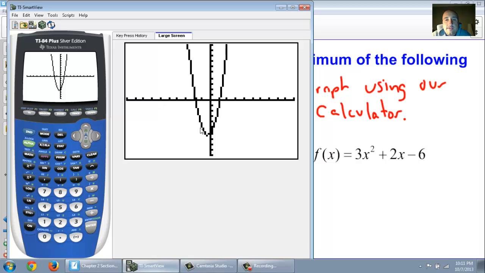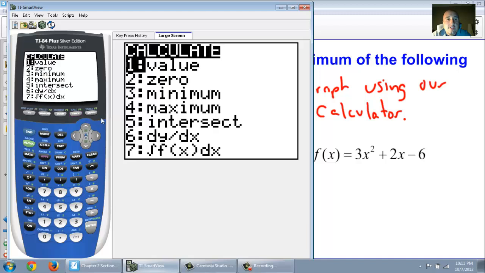Now what is this point down at the very bottom called? That should be called a minimum, so that's what we're going to find. This is what you do. First step is to hit second, trace, and now look at 3 and 4. One's a minimum, one's a maximum. Those are the only two that we're going to be using today. So we're going to do 3, the one that says minimum.